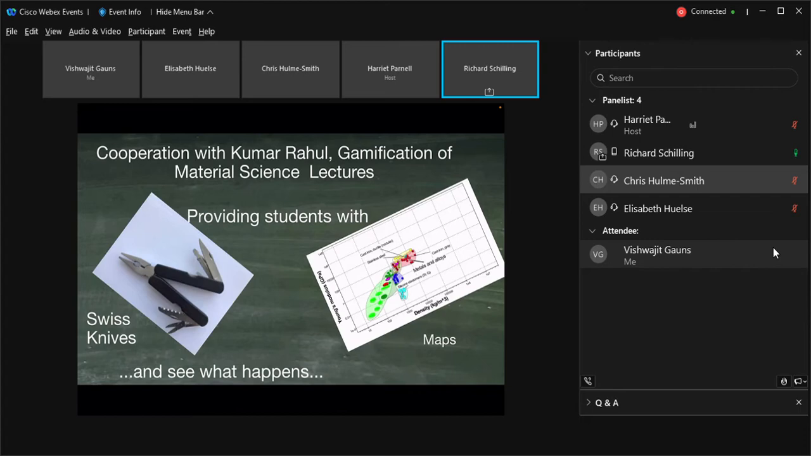So that's what we try to do together, my former student, Kumar Rahul, and myself. And this is just the first step. The next step will be to gamify the whole thing, so that people explore a virtual materials world with their Swiss knives and the maps.